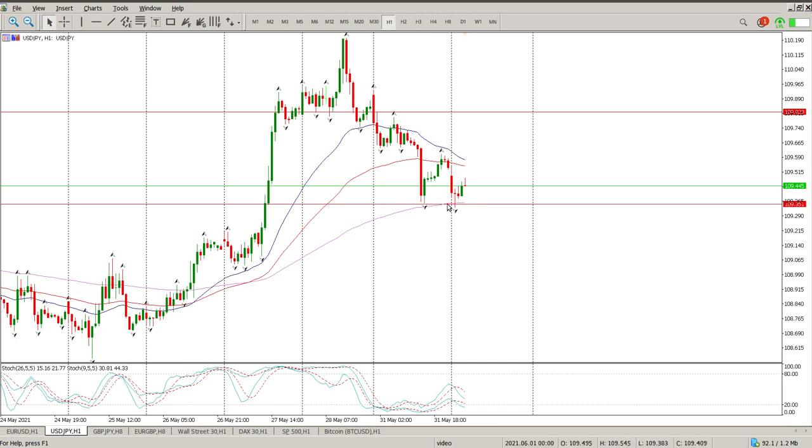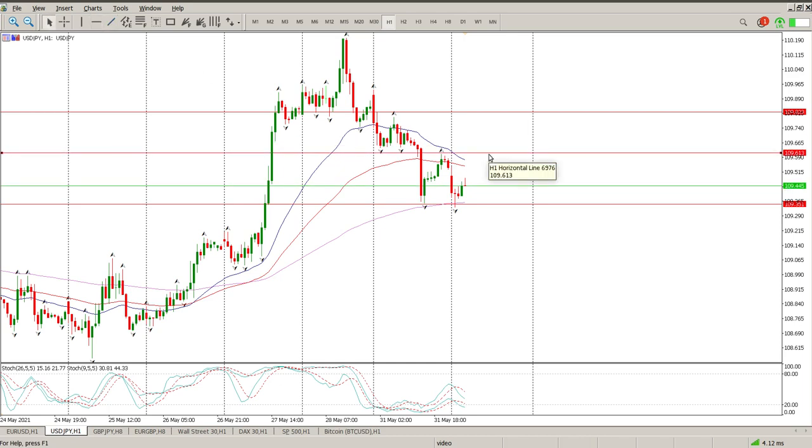You see pin bar off structure, inside bar off structure. So that could be a double bottom. Obviously, the break we're looking for is above there. So we're looking for a break and retest of 109.600 area. That would validate a double bottom for us. So sit on hands until we see something transpiring at the moment.